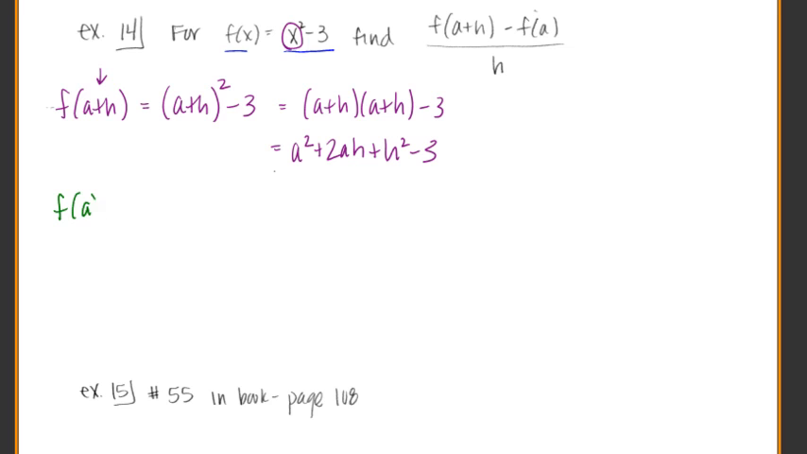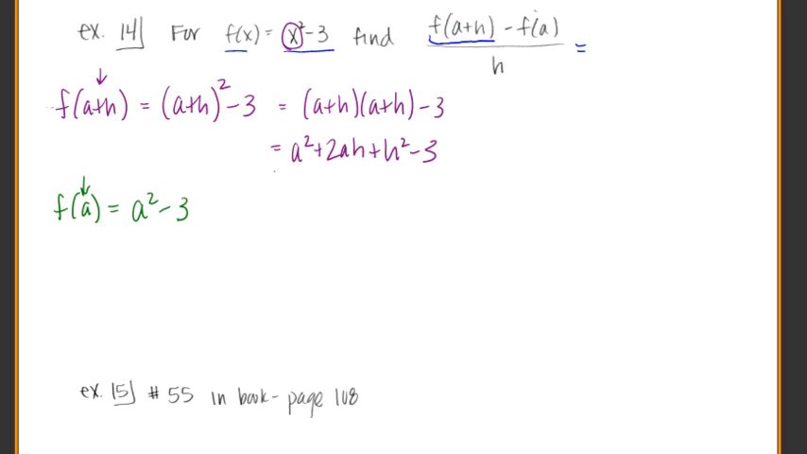The second part tells me I'm going to eventually need to find f of a. So f of a just says whatever's sitting in here is replacing the x on the right. So it's just going to be a squared minus 3. Okay, so take these two parts and let's actually answer.